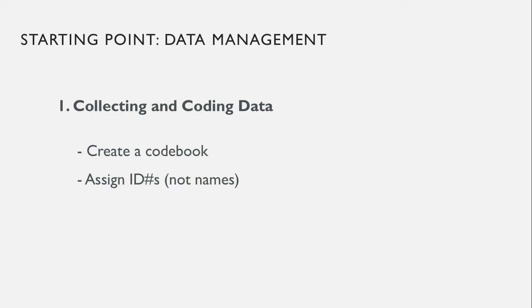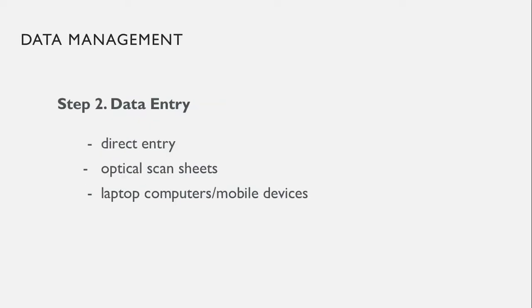So you create your code book so that you can organize your data well, and then after you've collected your data, you assign ID numbers, not names, to protect confidentiality. That's to keep track of the different participants.